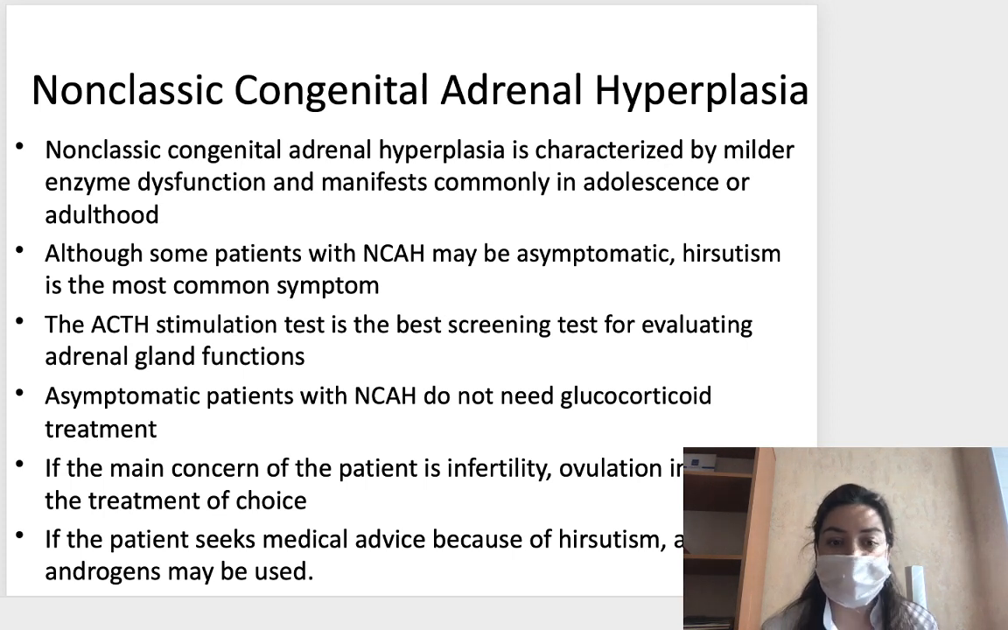If the main concern of the patient is infertility, ovulation induction in females is the treatment of choice. If the patient seeks medical advice because of hirsutism, in this case, anti-androgens may be used.